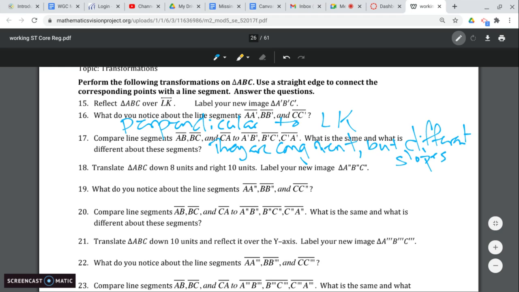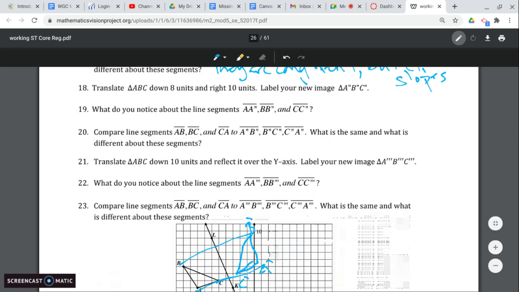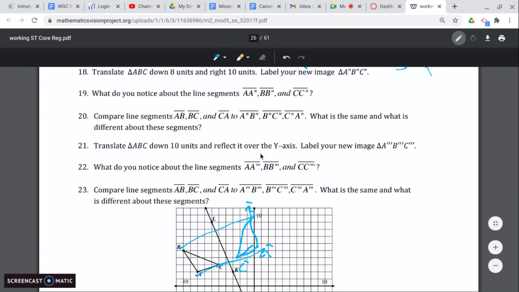So this section is going to be a lot about looking at their slopes and looking at parallel, perpendicular, congruent, intersecting, all those sorts of things, okay? All right. You guys will finish out the rest of those. So you're doing a translation next, and then you'll do another translation with a reflection and compare each of those, okay?